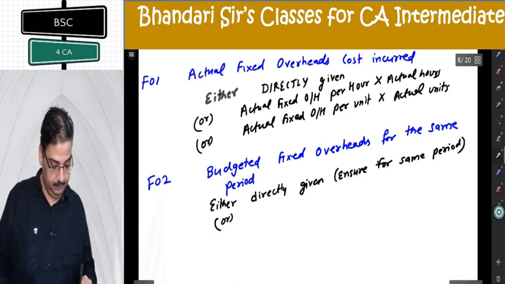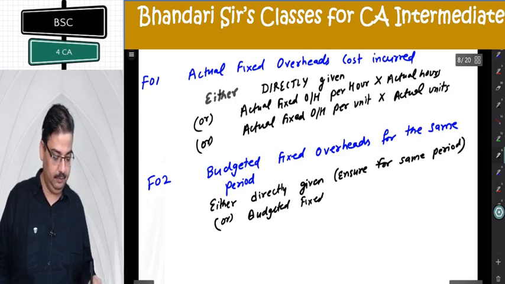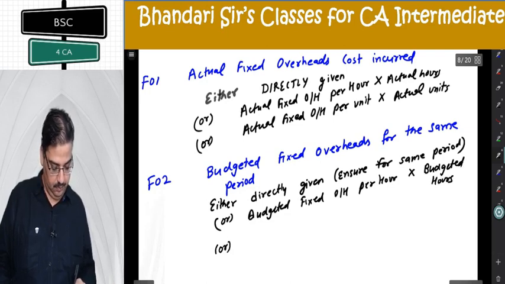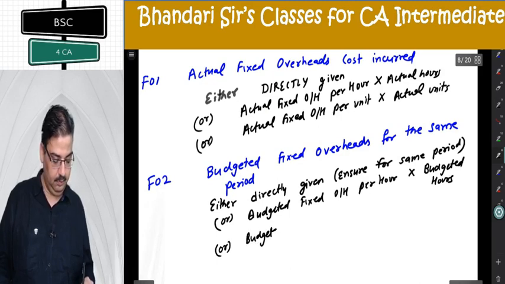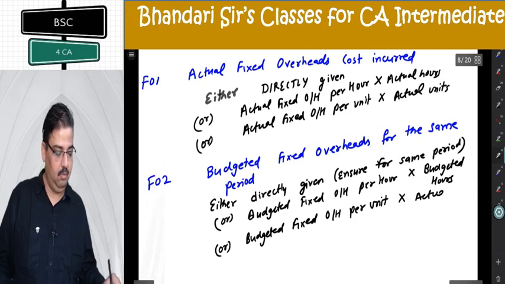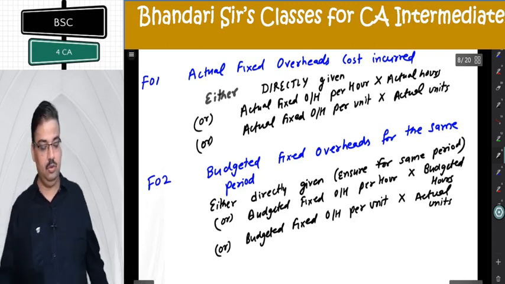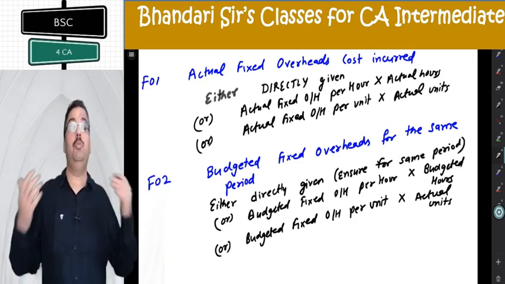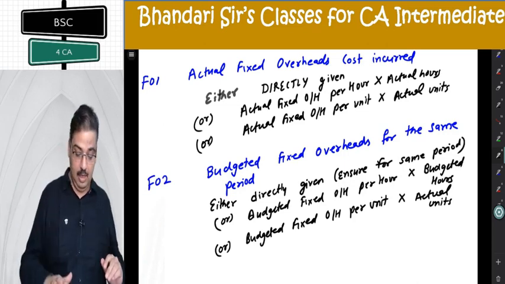Or budgeted fixed overhead per hour multiplied by budgeted hours, or budgeted fixed overhead per unit multiplied by actual units. So they are parallel steps, similar to each other. Actual into actual is FO1. Budgeted into budgeted is FO2. Very simple. FO3.